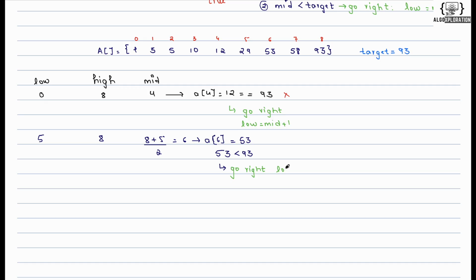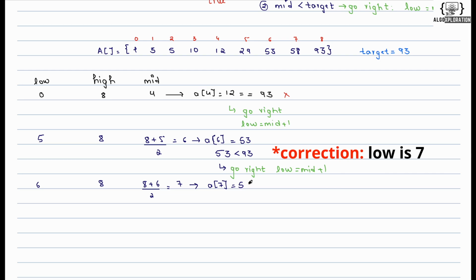That means do low equals to mid plus 1. Again, low will be now 6, high will be as it is. 8 plus 6 divided by 2, the answer will be 7. What is A of 7? It is 58. Check. That means compare. 58 is lesser than 93. Again, go right.